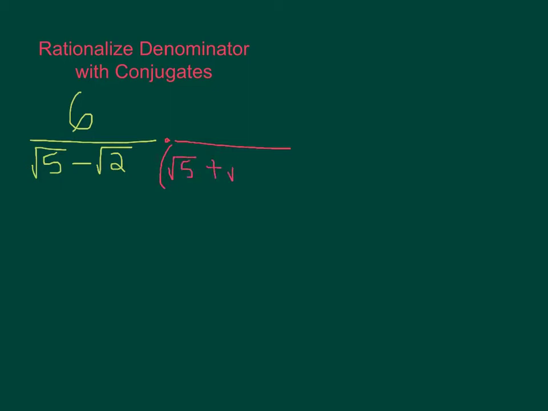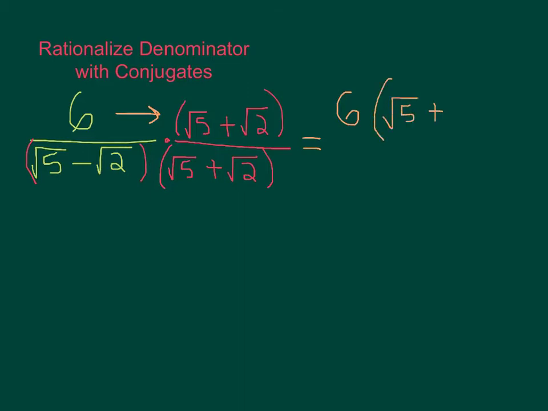instead of minus, it's going to be plus the square root of 2. And that is on top and bottom. Square root of 5 plus the square root of 2. So now, when we multiply 6 times this binomial, normally you would think distribute, but I'm actually going to tell you to hold off on distributing, and you will see why. I'm just going to leave it as 6 times that binomial, square root of 5 plus the square root of 2. We're going to distribute at the end.